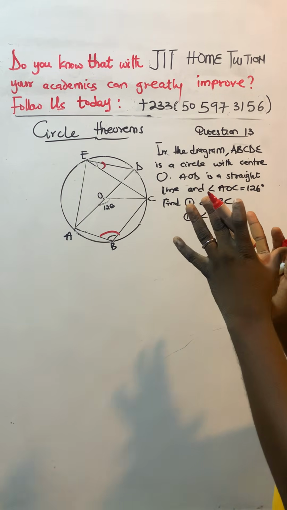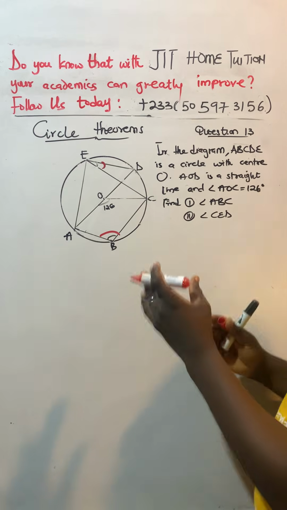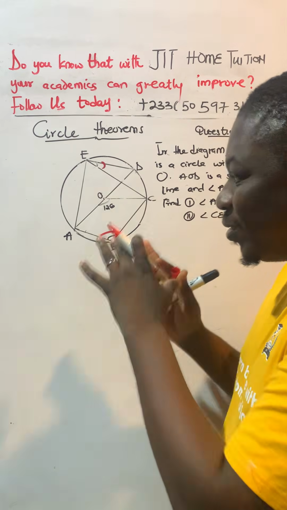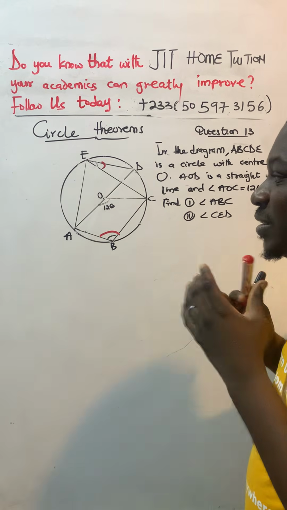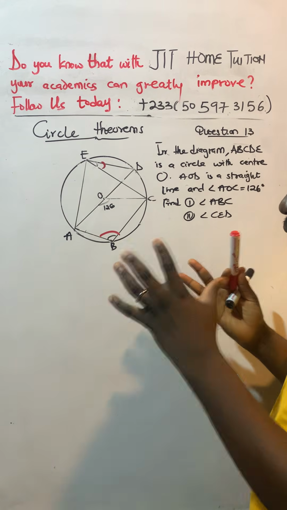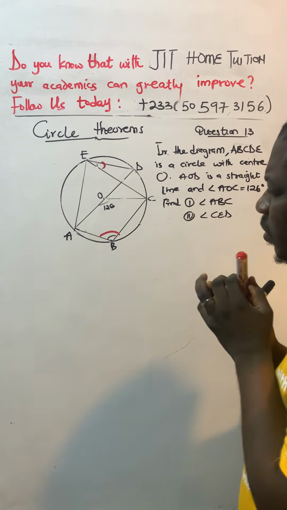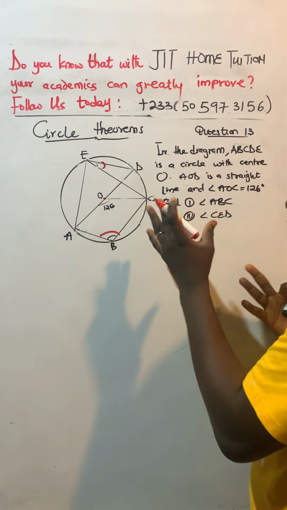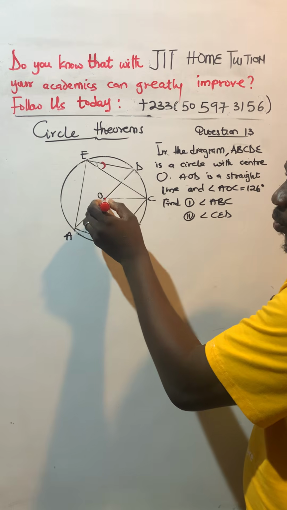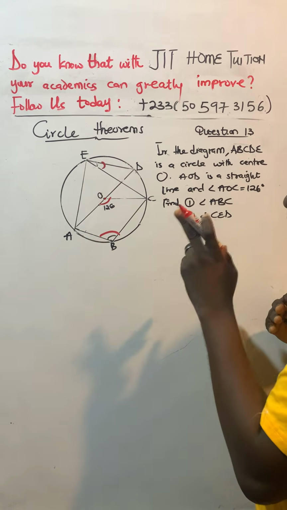Now this is a question under circle theorem. When you see it like this, don't let the question or the diagram scare you. The first thing you have to ask yourself is, where do I start from? You look at it carefully, and we have a center here, as the question has informed us. And at this point, you are having 126 degrees.